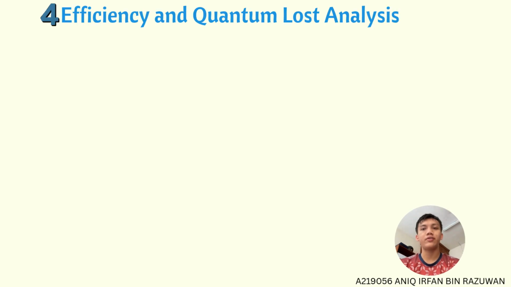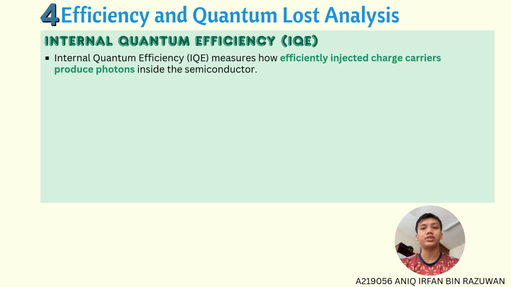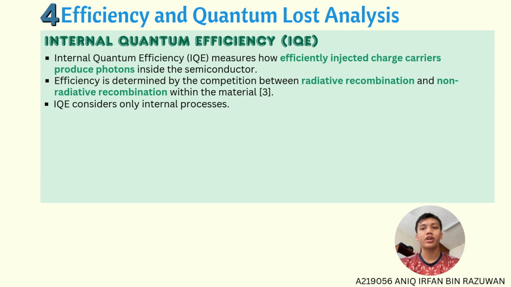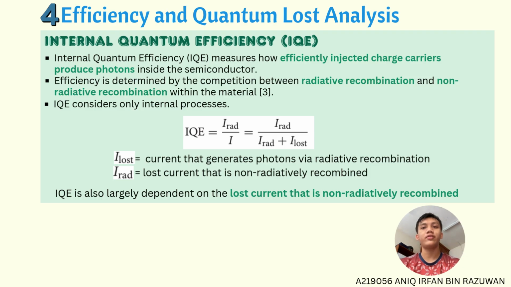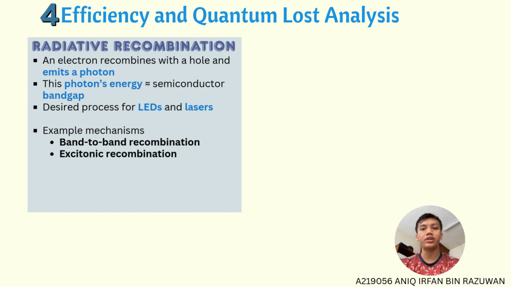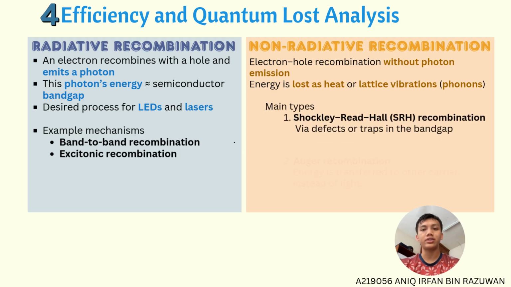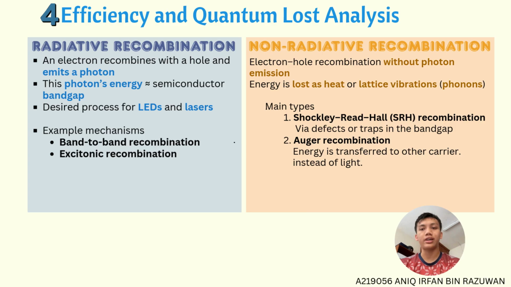Let's examine the efficiency and quantum loss analysis. The core metric here is internal quantum efficiency. It measures how effectively injected charge carriers produce photons. Mathematically, it's the ratio of radiative current to the total current. Efficiency is a competition. While we aim for radiative recombination to emit light, we often face non-radiative recombination where energy is lost as heat. This happens through three main mechanisms: SRH via material defects, Auger recombination at high carrier densities, and surface recombination at the sidewalls.